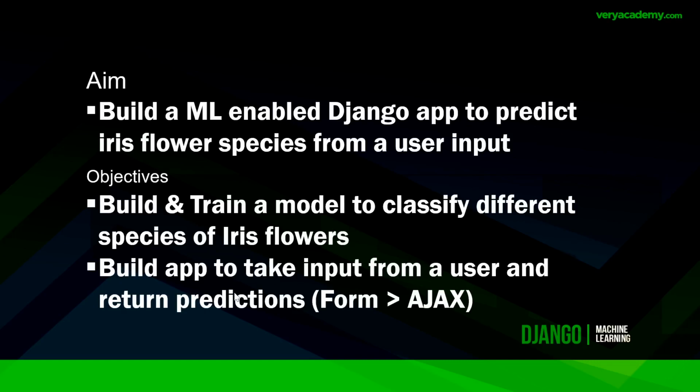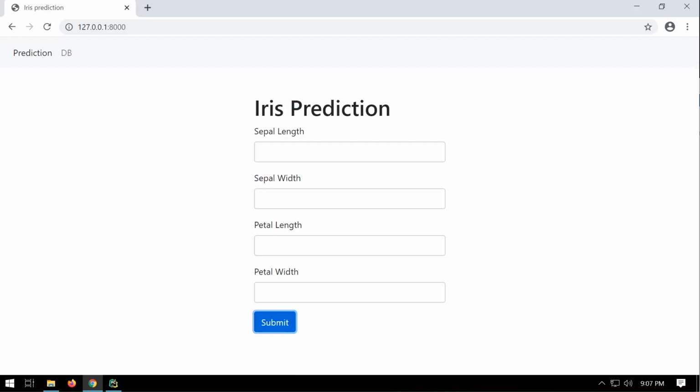And then we're going to build the app to take input from the user using a simple form, and then it's going to return the predictions. So this is going to be a simple form utilizing Ajax to return the information back. So the final product, we're going to be building this right here.